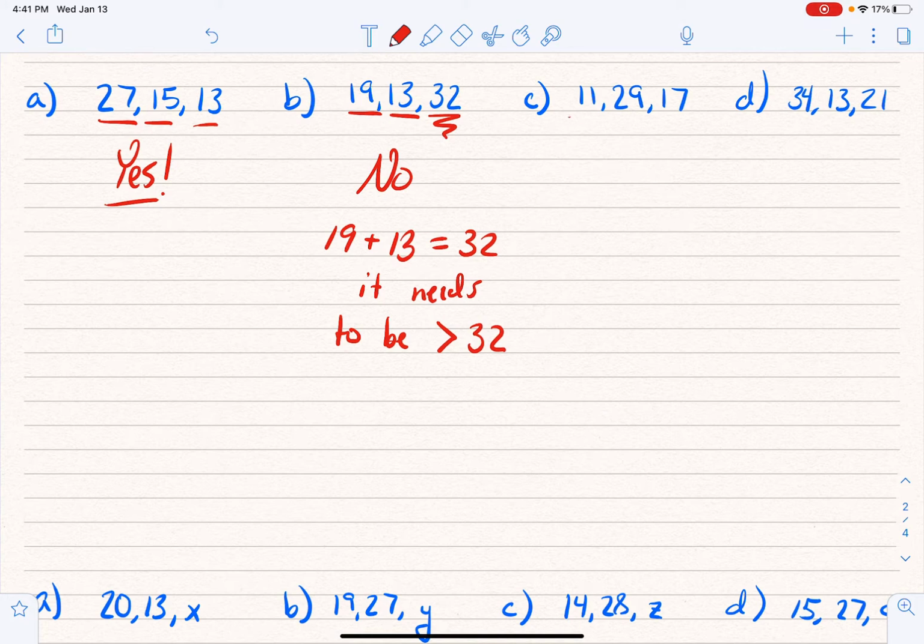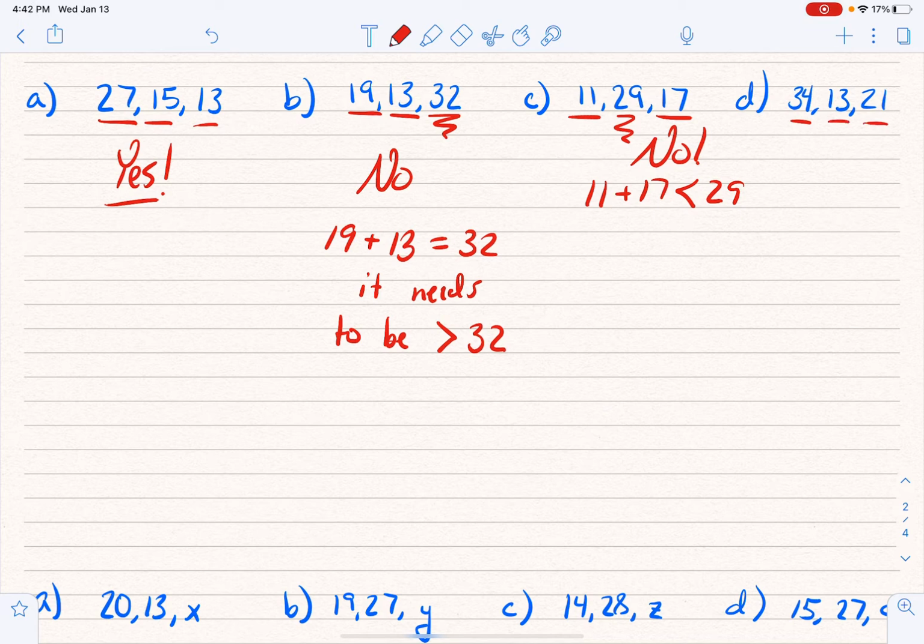Okay, this next one, we've got 11 and 17 add up to be 28. That is not bigger than 29. And so we could say 11 plus 17 is less than 29. So again, this is a big no. And last one, 34, 13, and 21. 13 and 21 add up to be 34. So again, this is going to be a no, because 13 plus 21 is equal to 34, and we need it to be greater than 34.